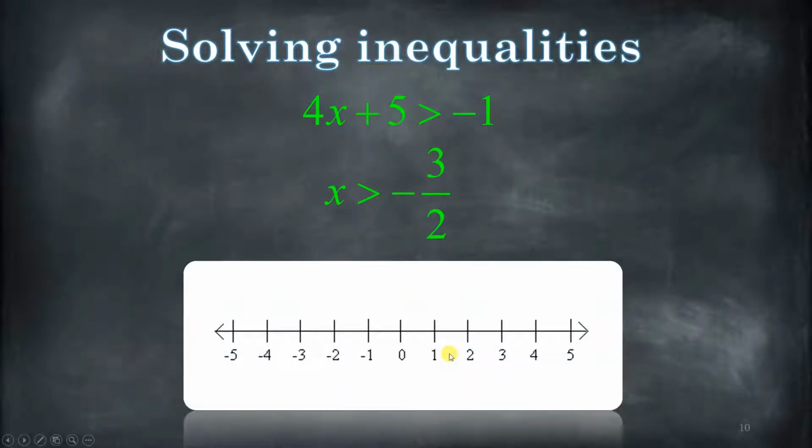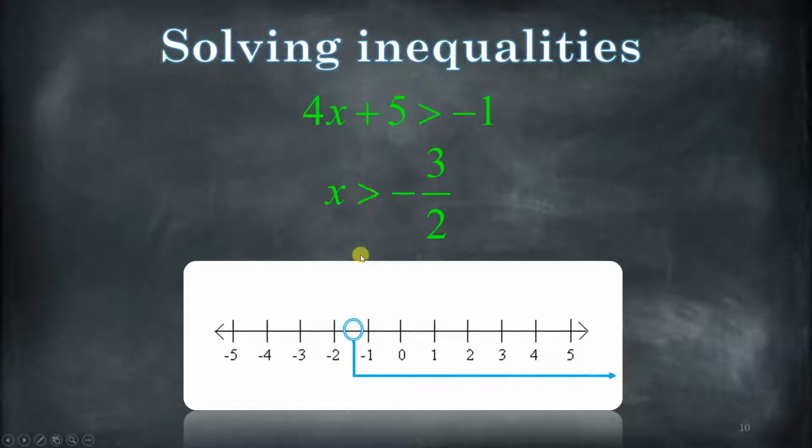-1/2 is another way to say that. So let's talk about graphing this, shall we? x is greater than -3/2. -3/2, it's about 1/2. Well, no, it's exactly 1/2. That's going to be between -2 and -1. It's going to be right in the middle. So we're just going to put a circle in the middle.